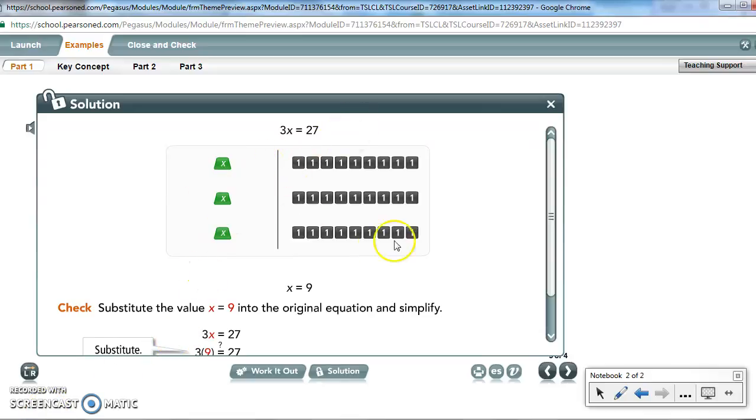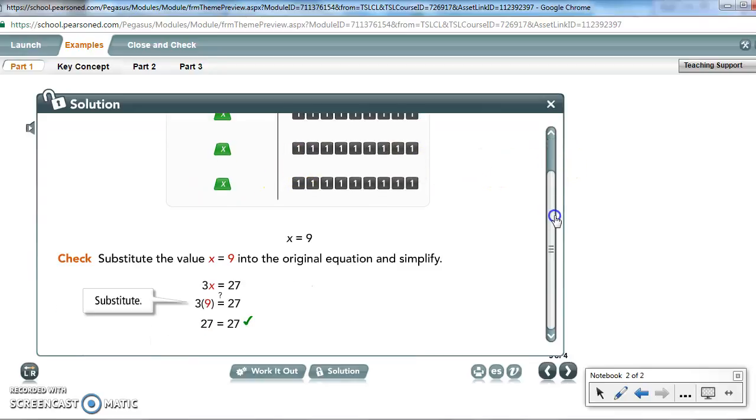Again, 3x equals 27. They substituted the value x equals 9 into the equation and simplified. They broke each x up and gave each x 9 one-tiles. So 3x equals 27. They plugged 9 in for x. 3 times 9 is 27. So 27 equals 27.